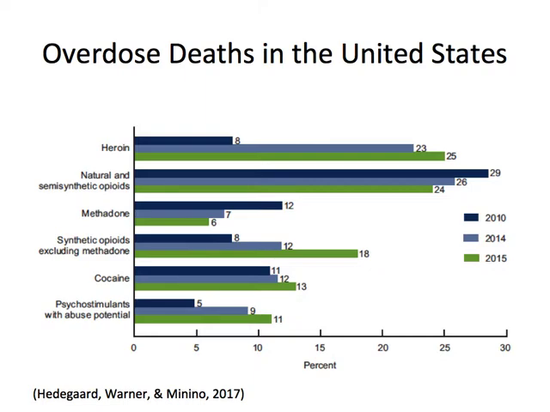The percentage of drug overdose deaths involving methadone has also decreased, from 12% in 2010 to 6% in 2015. For drug overdose deaths involving synthetic opioids other than methadone, which includes drugs such as fentanyl and tramadol, the percentage has increased from 8% in 2010 to 18% in 2015.